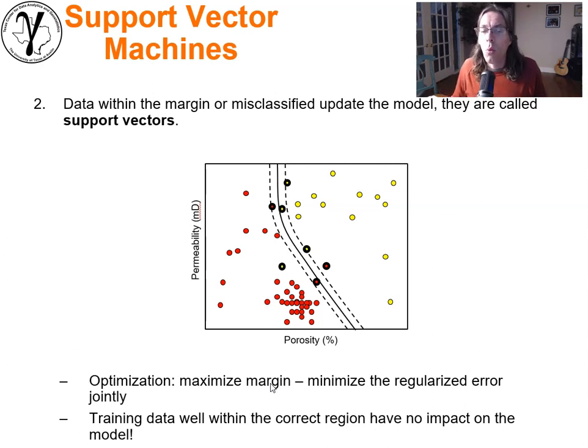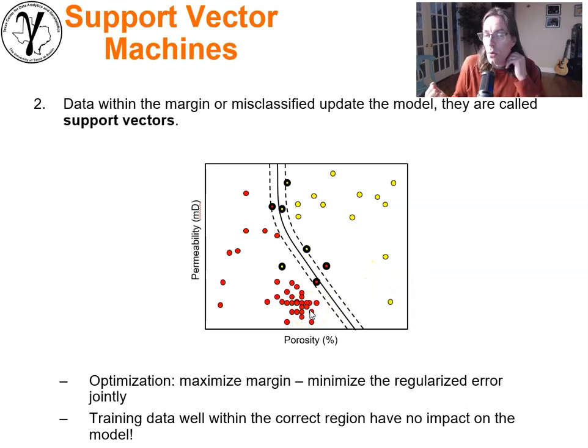And we're going to do this such that the training data well within the correct region, all of this data here, all of this data here, are going to have no impact on the model. And that's really interesting, because imagine in this setting here, I could have 1 million training data that are correctly classified in the red region. Do I want that to update the boundary? Do I want the boundary to move further away, come closer? How should that impact the boundary?